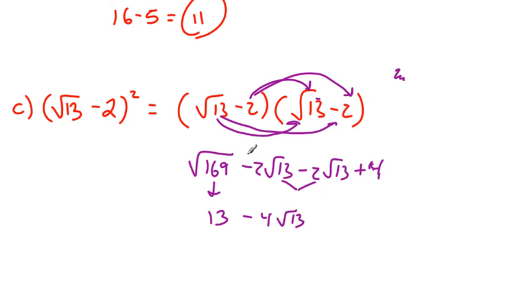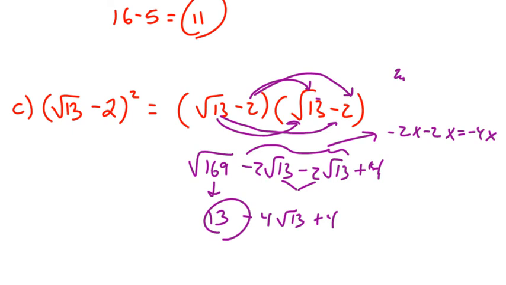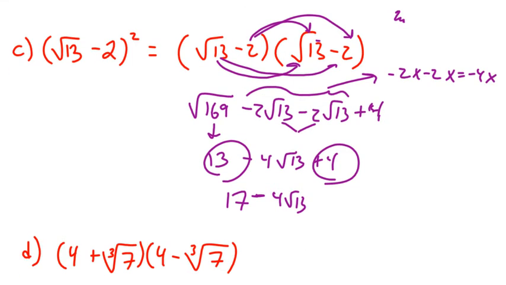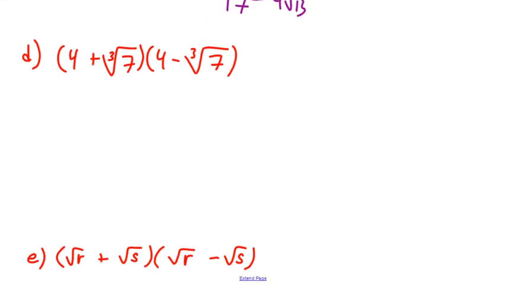Again, you can think of this guy right here as like negative 2x minus 2x. If I said negative 2x minus 2x, isn't that just a negative 4x? Right? So that's the same thing right here. It's like a negative 4x, but our variable is radical 13. All right? And then we have a plus 4. So that means we can go ahead and combine the 13 and the 4. So we'll get 17 minus 4 radical 13. And we can't combine the 17 and the radical 13. All right, cool. And if that wasn't enough, I guess we have a part D and E here.